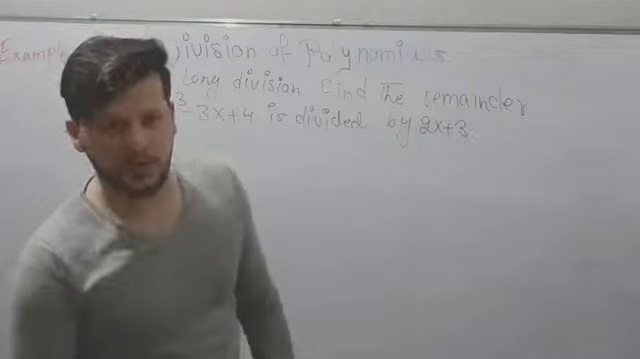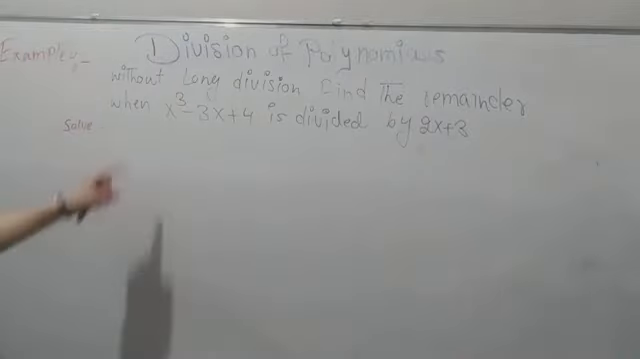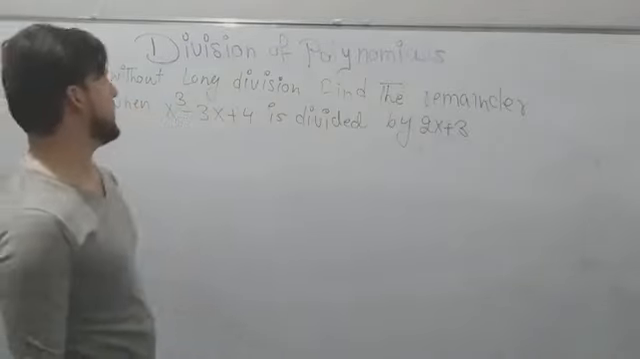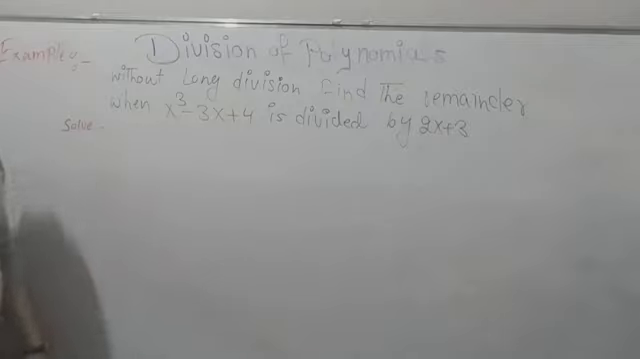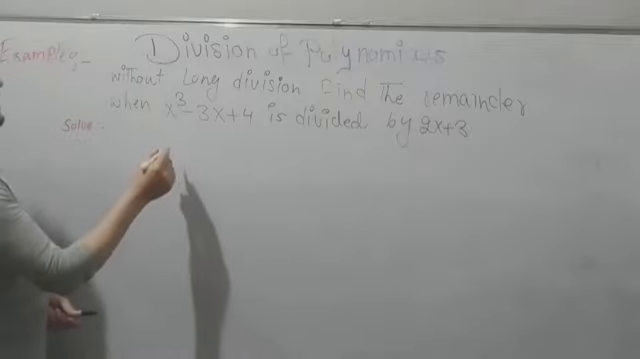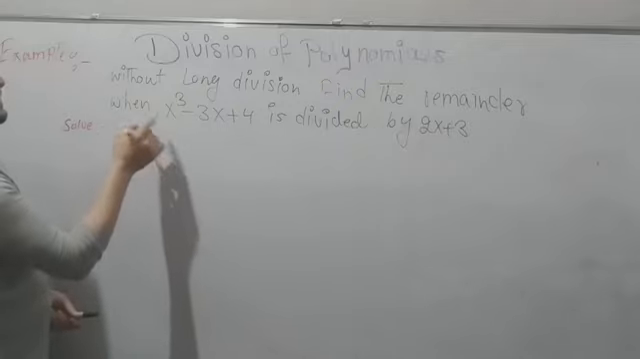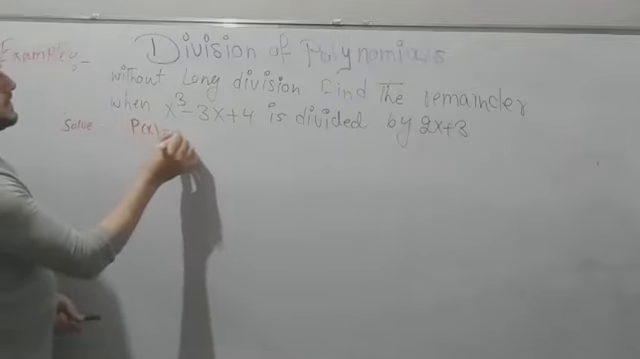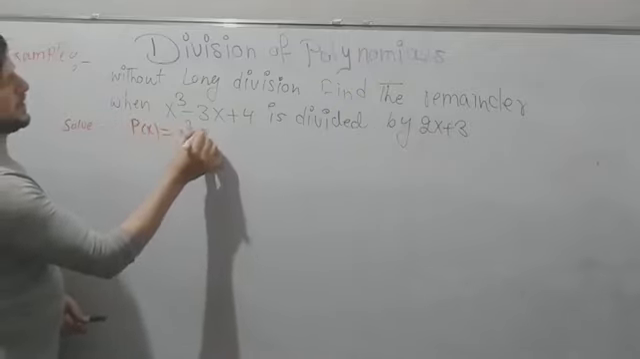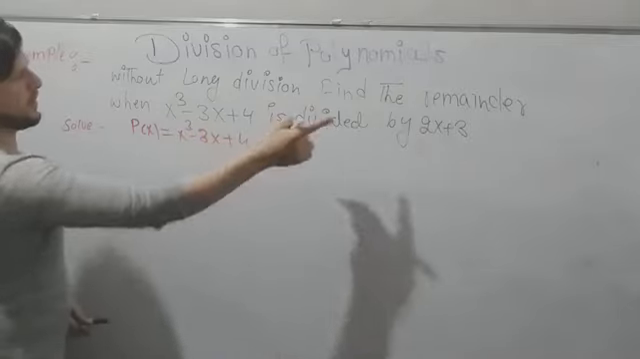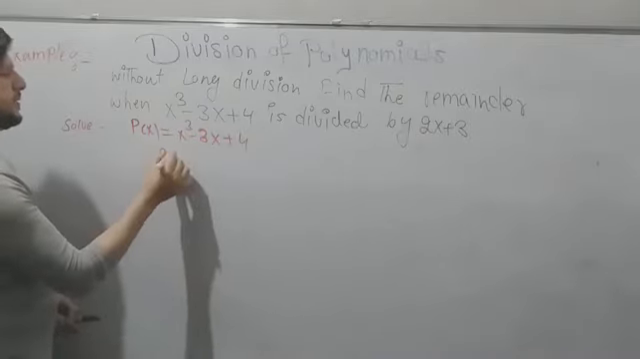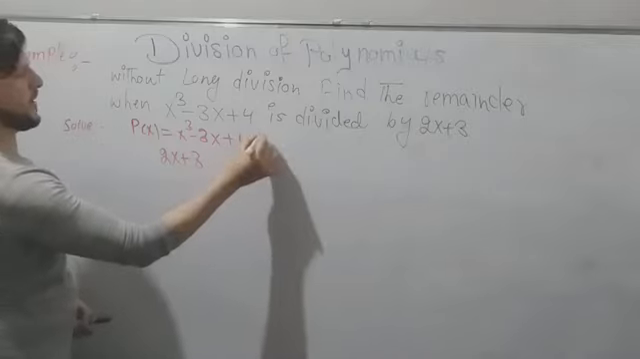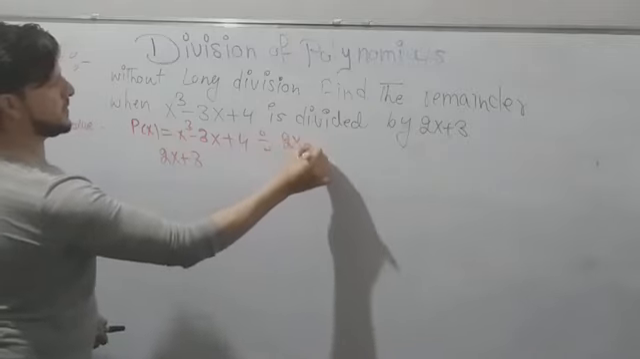Hi my dears, welcome back, and I'm going to solve this question for you. With long division, find the remainder when x^3 minus 3x plus 4 is divided by 2x plus 3. Very simple solution for this question. You have to write the polynomial p(x) is equal to x^3 minus 3x plus 4, divided by 2x plus 3.